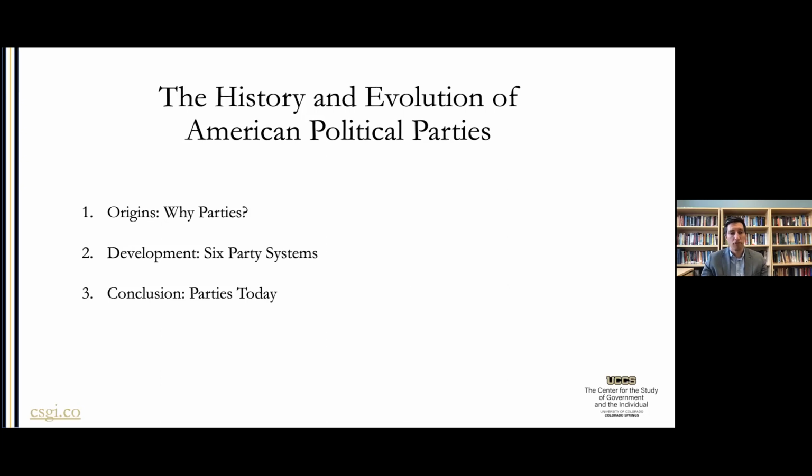And then third, I'll finish and conclude by reflecting on what America's parties look like today and what are some of the good things that parties are doing? What are some things we should be worried about from American political parties?